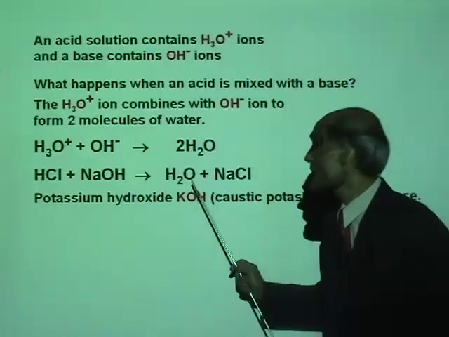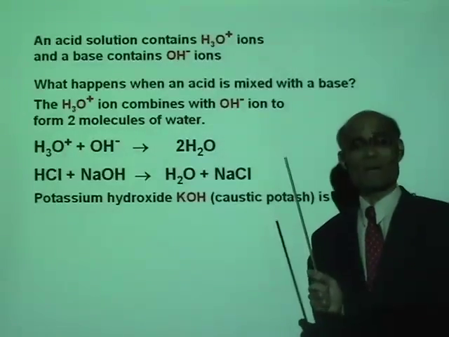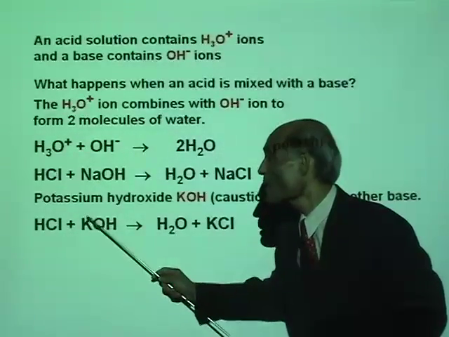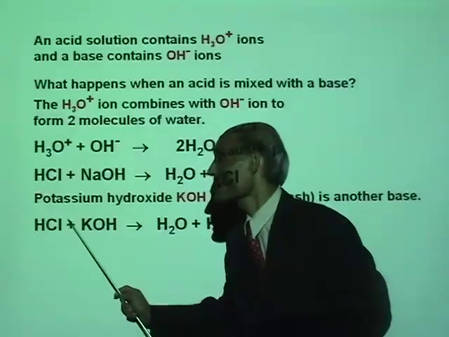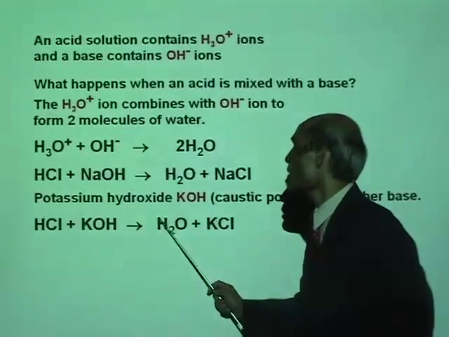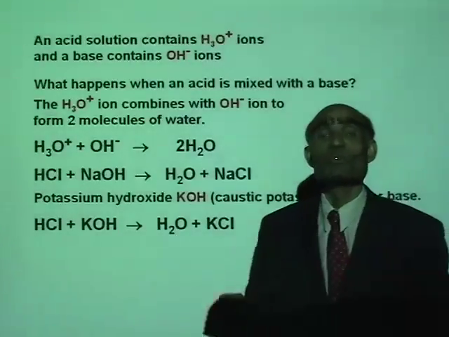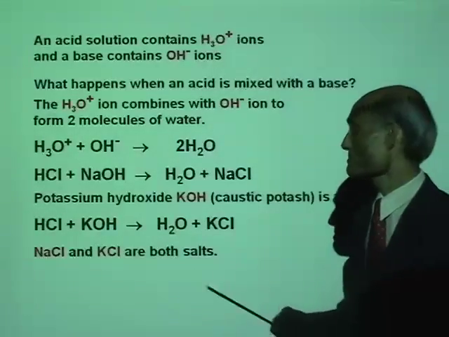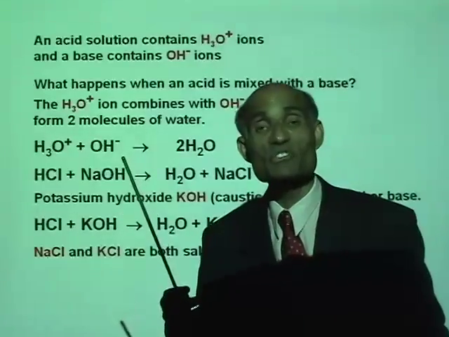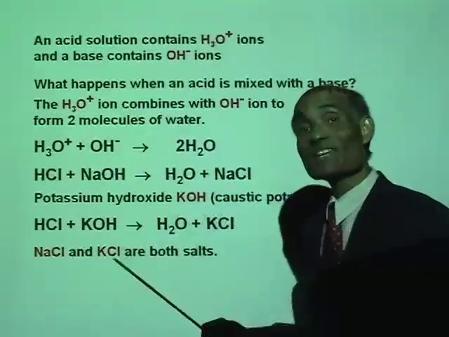Potassium hydroxide, KOH, is another base, which is caustic potash. I'm sure you have heard about that. Look at this reaction, HCl plus KOH, hydrochloric acid plus potassium hydroxide, will again give you a water molecule and KCl. What is KCl? Potassium chloride, which is another kind of salt. NaCl and KCl both are salts. So neutralizing an acid with a base always produces water and a salt.